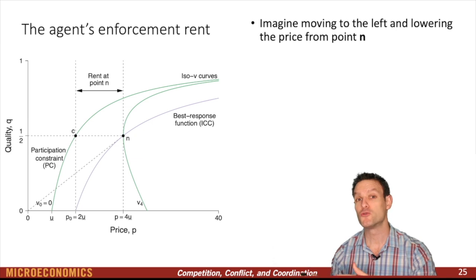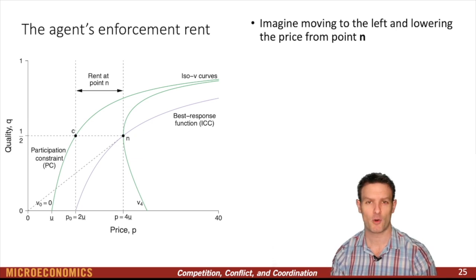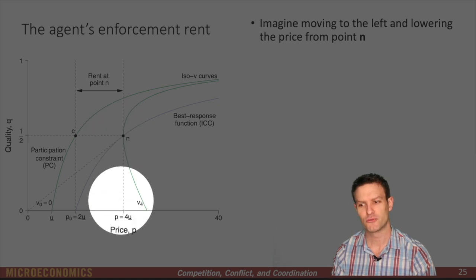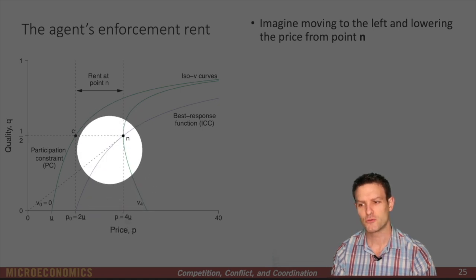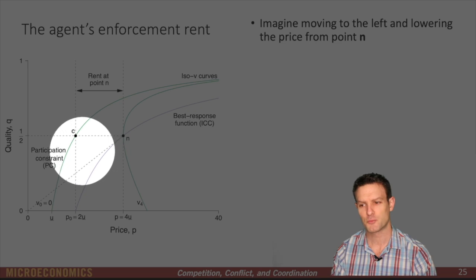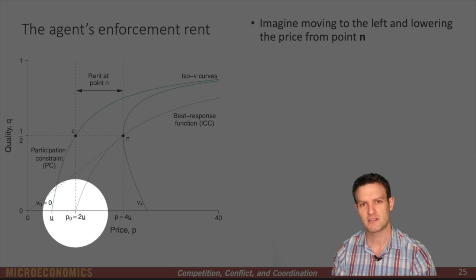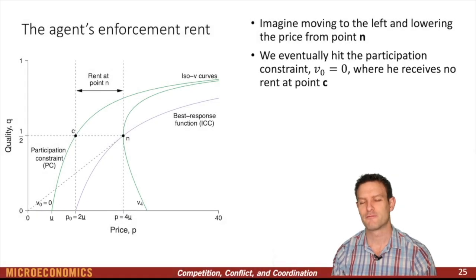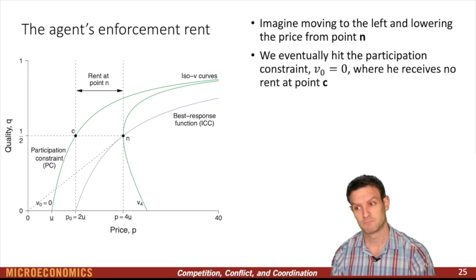So, in terms of the agent's enforcement rent, what we have to think about here is that we're imagining moving left and lowering the price from point N. At point N, we see we have the price Pn equal to 4 U underbar. And then we're moving further and further left towards point C, where the price is decreasing to 2 U bar. What we can then see is that we're eventually going to hit the participation constraint at V sub 0 equal to 0. Okay, so V sub 0 is the ISO value curve where the agent's utility is equal to 0. He receives no rent at point C.